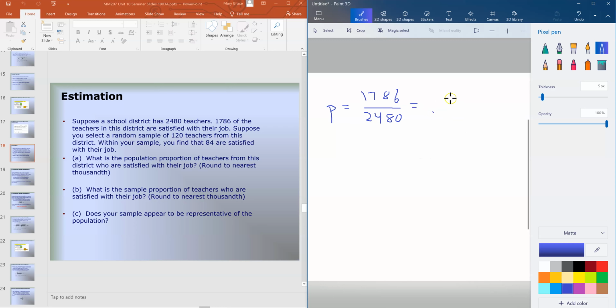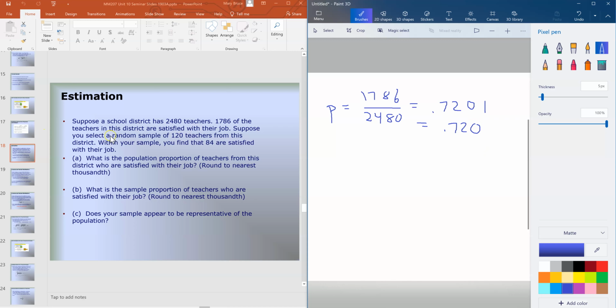Just be careful. I think a lot of these want you to round to the thousandth place or to 3 decimal places. So the number in the third place is 0. And when I look to the right, there's a 1, which means to 3 decimal places, I have to put 0.720. That's the population proportion.